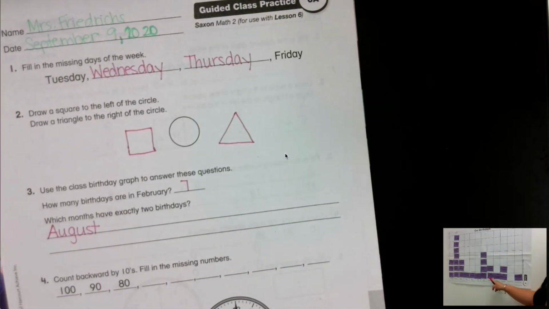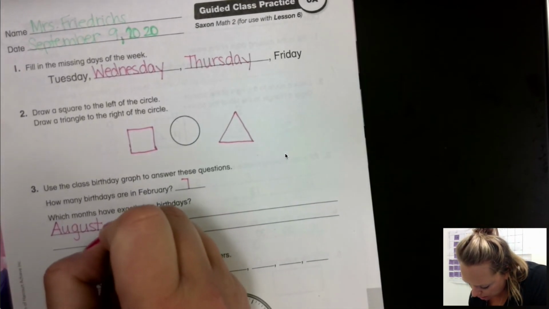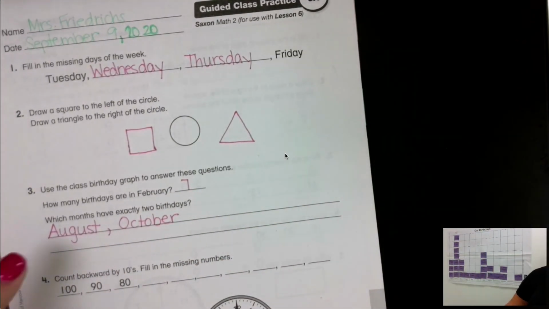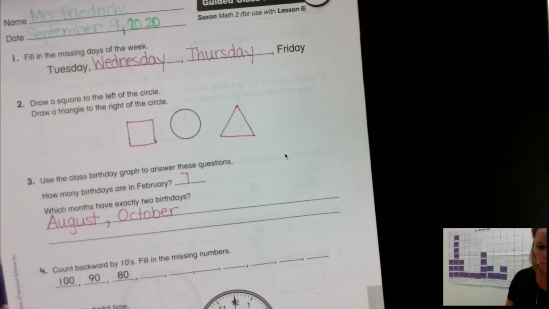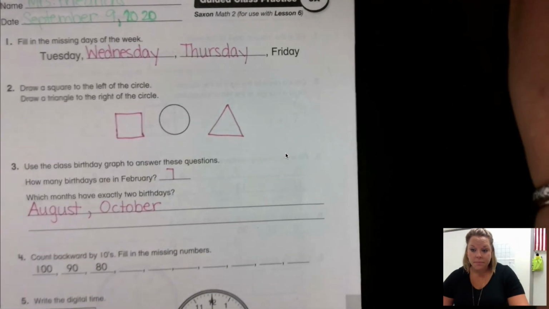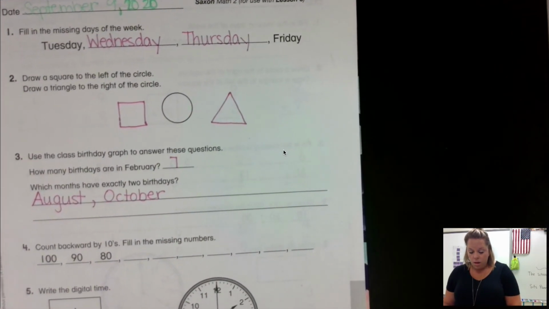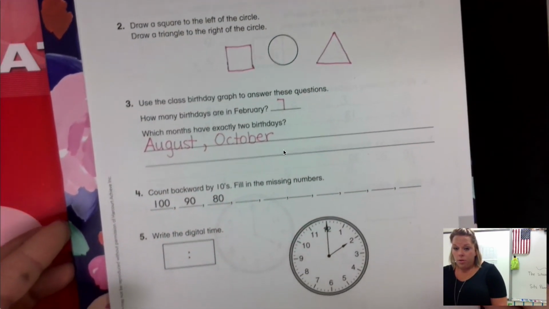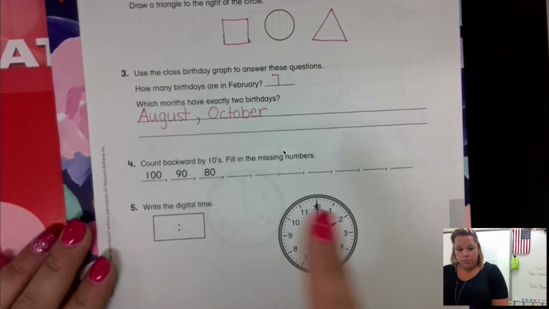And let's see if there's another one. Oh, and the other month is October. So you'll need to put a comma, and then you will write October. You'll notice that I have a capital A for August and a capital O for October. Great job being patient while I move that. So we have August and October. Okay, now, if you need more time with those, go ahead and pause the video. Otherwise, we're going to go ahead and keep moving with number 4.